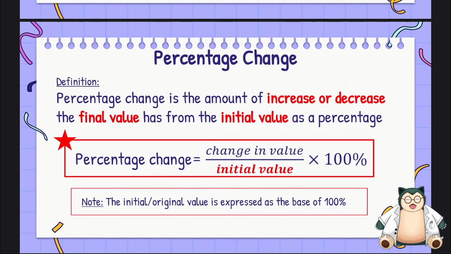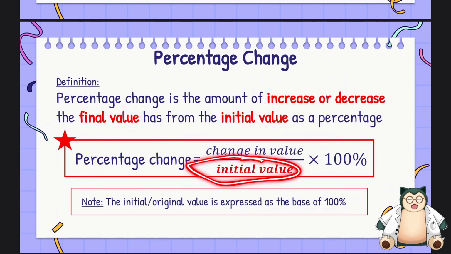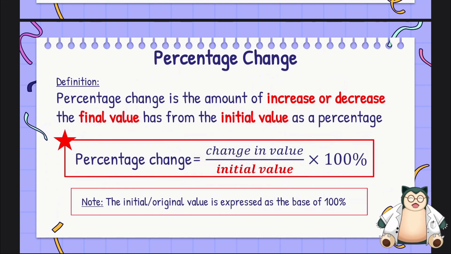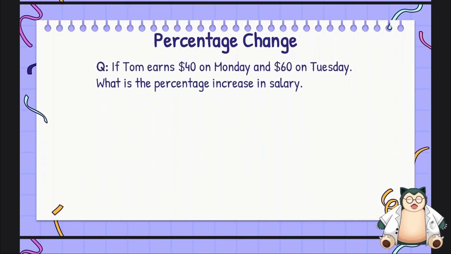Okay, first thing, what is percentage change? Some of you may have learned it in primary school. Percentage change is the amount of increase or decrease the final value has as a percentage of the initial value. So how do you write this as a formula? Percentage change equals the change in value divided by the initial value, multiplied by 100%. Take note, we always use the initial or original value as the base of 100%. Is that clear? If you're not too sure, maybe we can use some examples to illustrate.